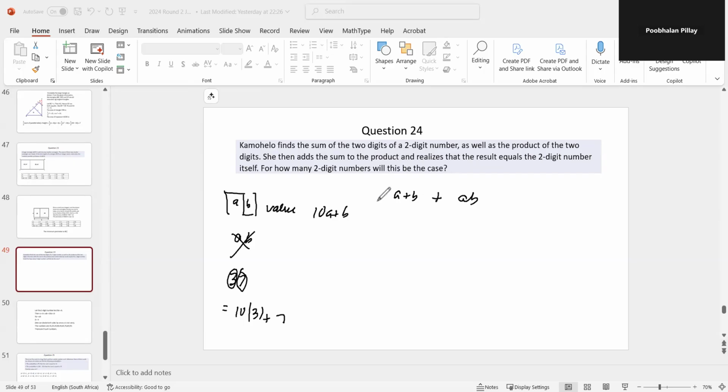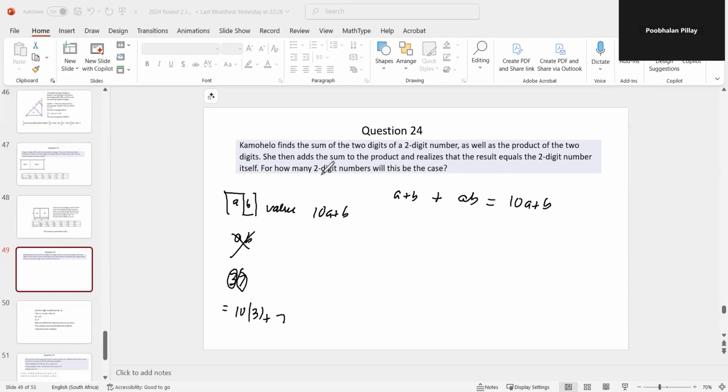So she adds those, the sum to the product, and realizes that the result is actually equal to the two-digit number itself. Right? So when she calculates this, she comes to the original value. Now this two-digit number is 10A plus B. So there it is, you've got a formula. When you read it like this, you see you get a lovely formula: A plus B plus AB is 10A plus B.